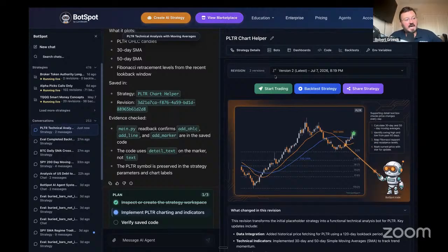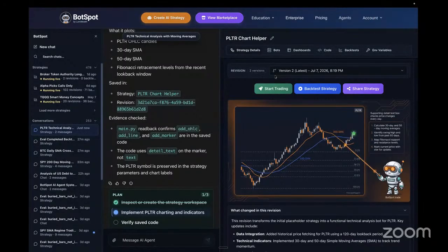But we're still able to get it to do pretty amazing stuff because we have really good skills, a really good system prompt, and really good evals, right? So that's how we're able to get this thing to do some pretty magical stuff. Cool.